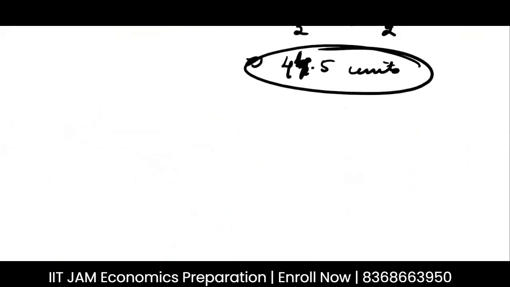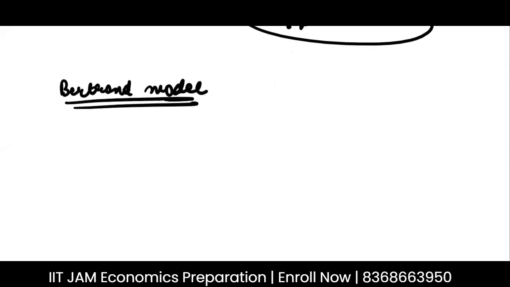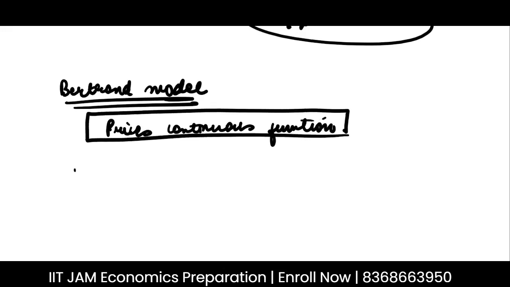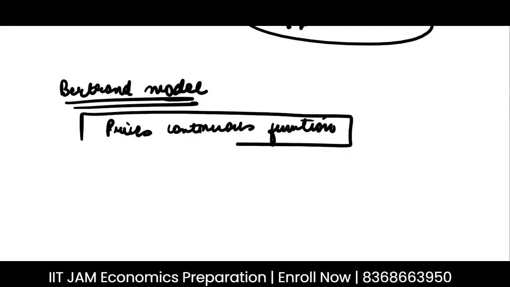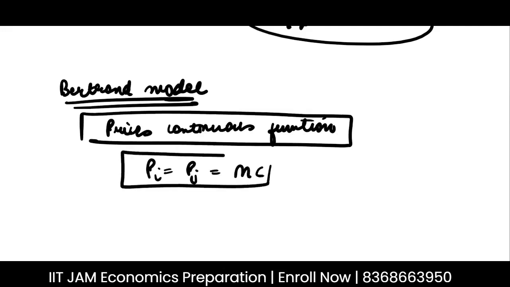So what do we conclude? And this is very important for a Bertrand model. See, in the Bertrand model, the case that we did was always when prices were continuous. We always assumed price as a continuous function. So when prices are continuous, the only Nash equilibrium that can exist is when prices are equal, but they're equal to the marginal cost. This is the only Nash.